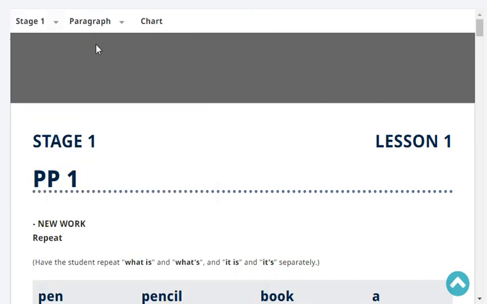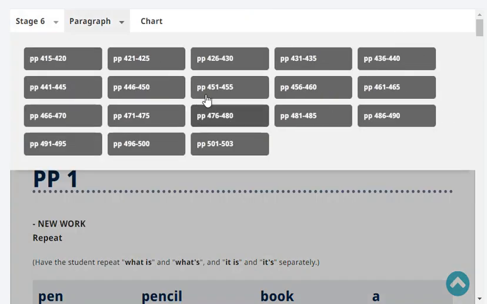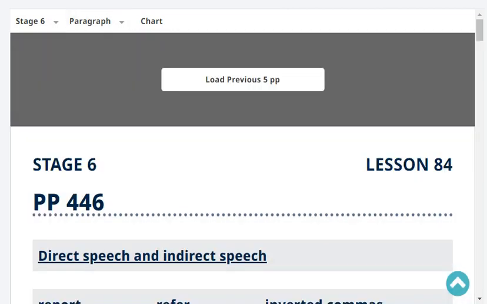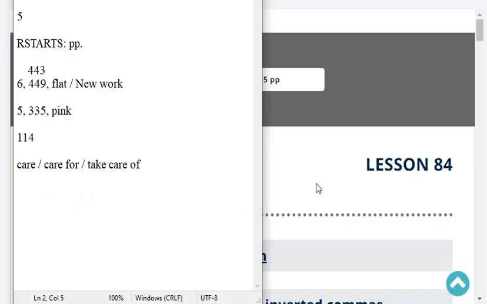Page 6, paragraph page 449. Okay, and our last headword was flat, newer type of lesson.